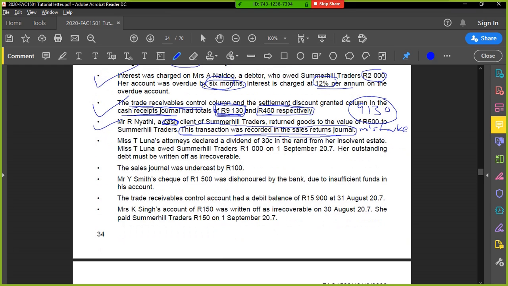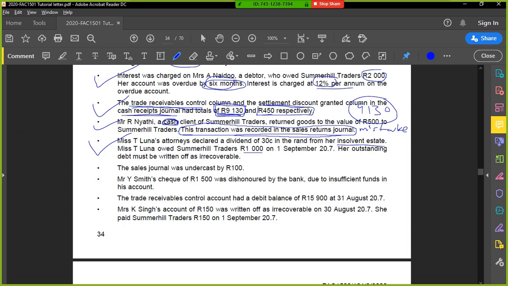Miss Luna's attorneys declared a dividend of 30 cents in the rand from her insolvent estate. So we have a debtor going insolvent. She owed 1,000 rand. Her outstanding debt must be written off as irrecoverable. Is this going to affect your debtors control account? Yes, it will. How much are you going to write off?